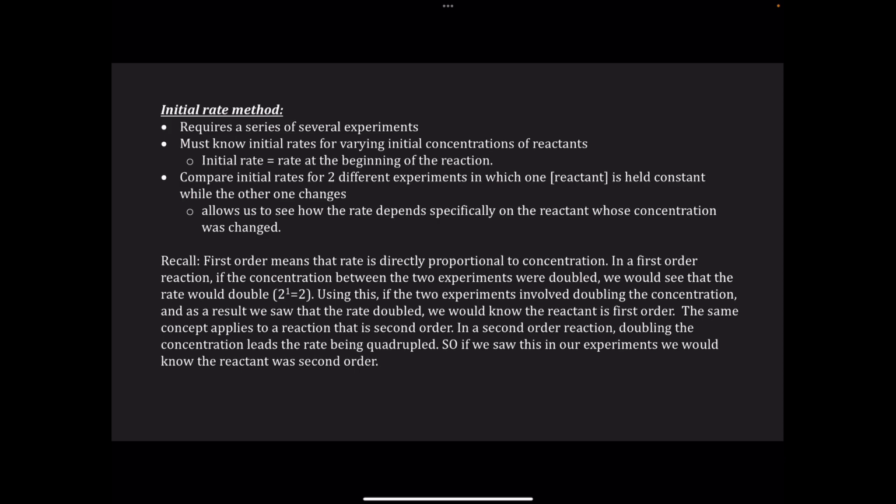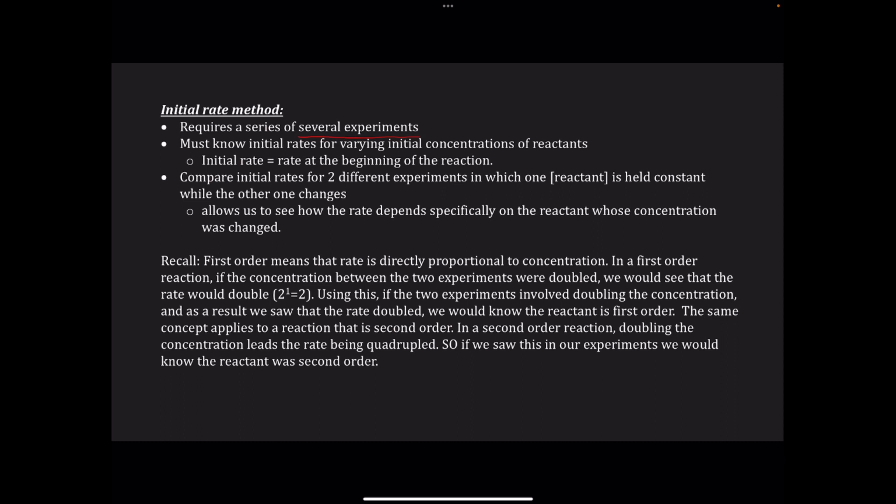With our initial rate method, this requires a series of several experiments. In these experiments, we must know initial rates for varying initial concentrations of reactants. So remember our initial rates. We get these from those graphs of concentration versus time. They would be that slope of the tangent line at a time of 0. So we would have different experiments in which we change the initial concentrations and we identify that initial rate.